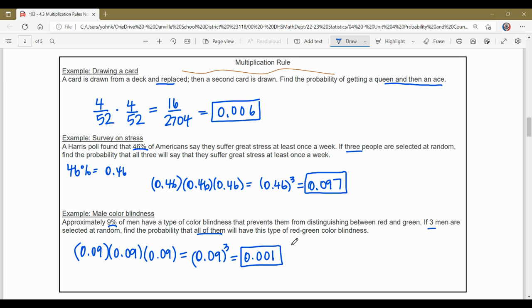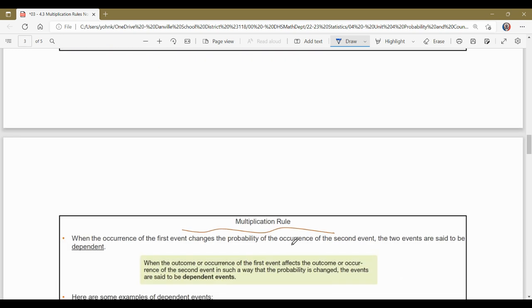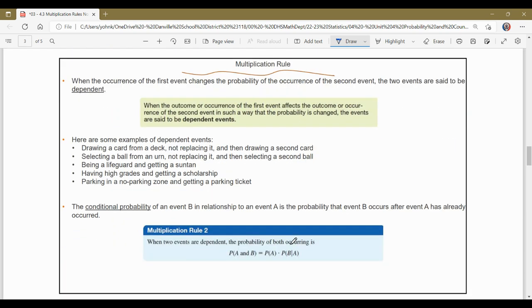All right, so it's nice when the events are independent, but when they're not independent, we have a plan B. So when the occurrence of the first event changes the probability of the occurrence of the second event, the 2 events are said to be dependent. So when the outcome or occurrence of the first affects the outcome of the second, those are called dependent events.